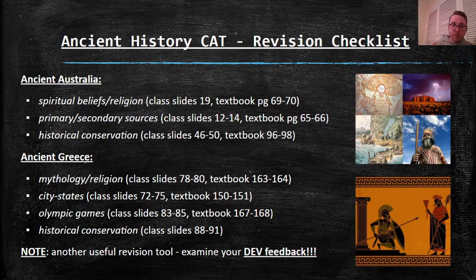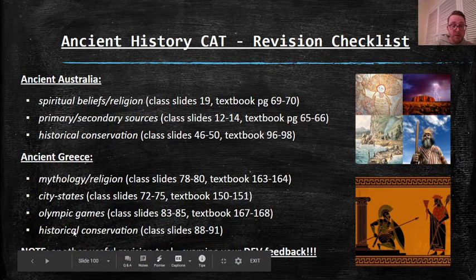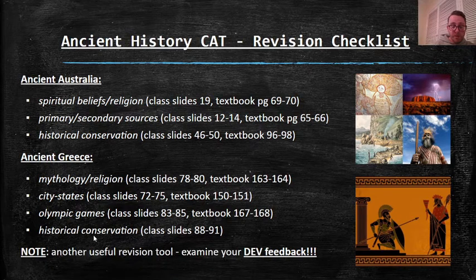Zeus, Athena, Ares, Hades, etc. You're looking at the city-states, so Athens and Sparta. What is a Greek city-state? How did they form? What were their key features, etc.? The Olympic Games, and then historical conservation again. So we just looked at that a couple lessons ago, looking at the Parthenon marbles.